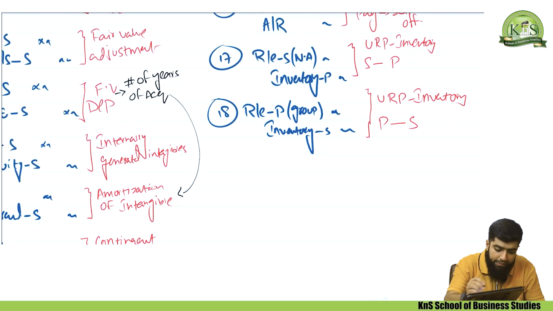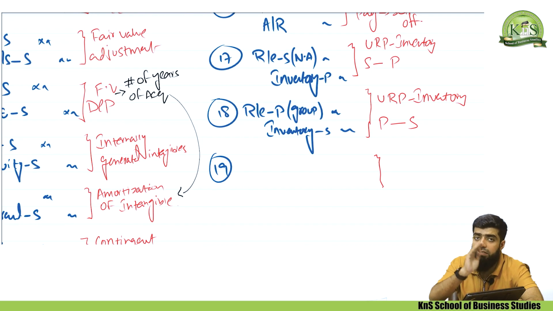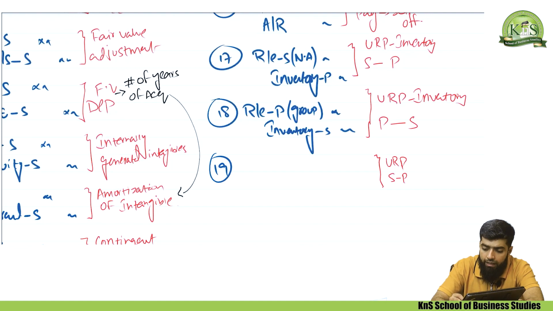Let me tell you one thing: what if there is unrealized profit related to the transfer of an asset? This could be an adjustment that the examiner might test you on. For example, if a subsidiary company transferred a non-current asset to a parent company and recognized a gain on disposal, IFRS states that it's not a gain on disposal, it's an unrealized profit, and that needs to be eliminated. That is the unrealized profit on the transfer of a non-current asset.